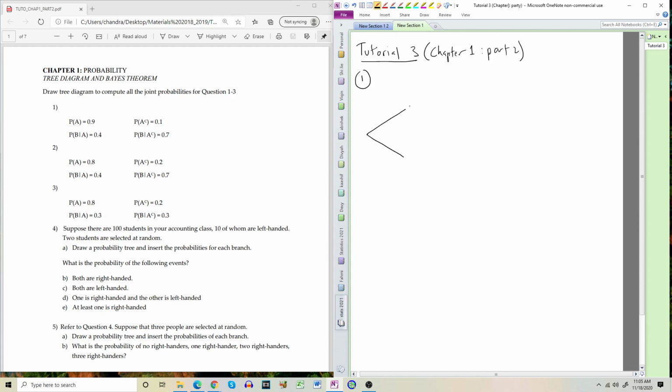The probability of A happening is 0.9. You can write the other branch as A bar, or I write it as A complement. A complement is the other way around, not A. This is the notation I'm using here, but you can also use A bar, it depends on you. So this is 0.1. If the branches come from one point, this one plus this one is equal to 1. That's how you have to check.